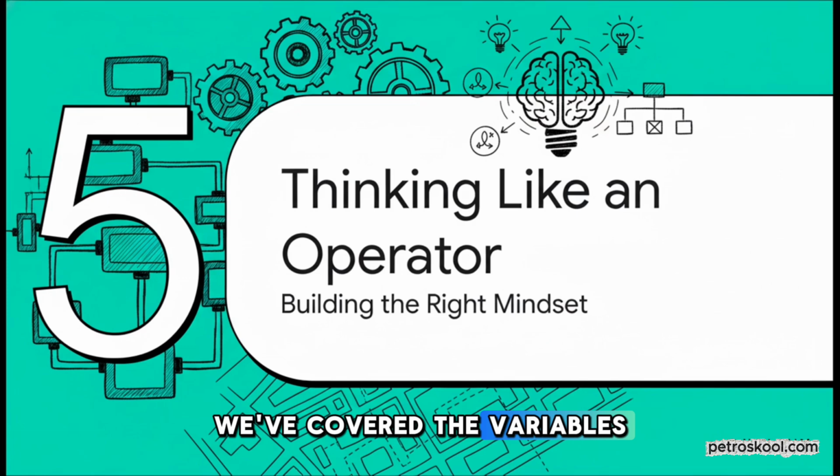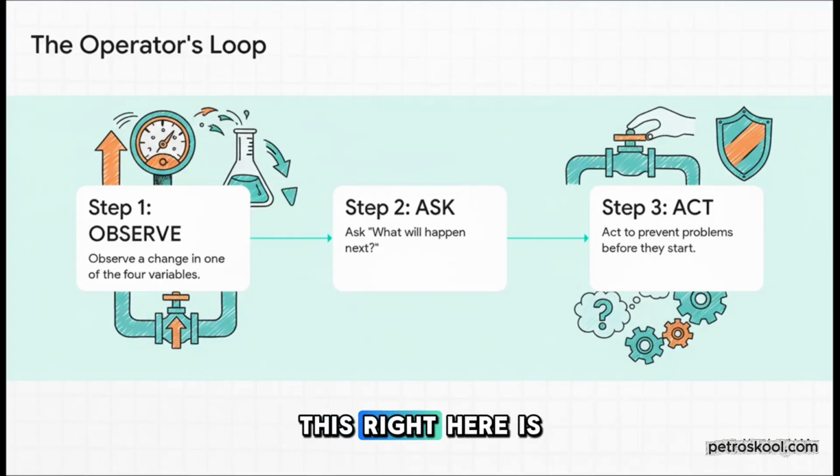We've covered the variables, we've covered the maps, but the most important tool you have isn't on a screen, and it's not printed on a piece of paper. It is in your head. It's all about building the right way of thinking. This right here is the thought process of a great, proactive operator. It's a constant loop. First, you observe a change, maybe a pressure that's creeping up, or a level that's dropping just a little too fast.